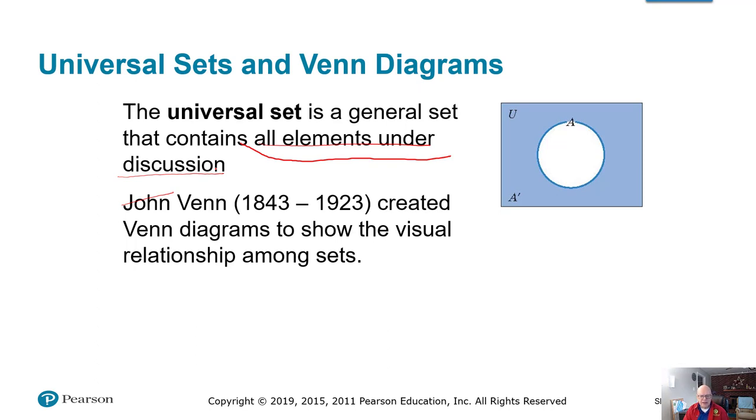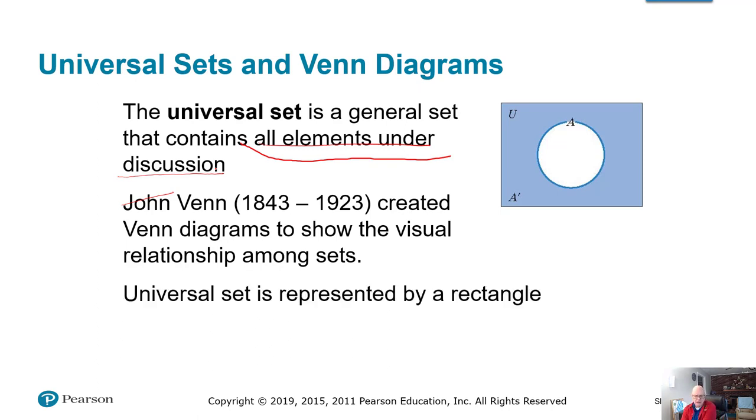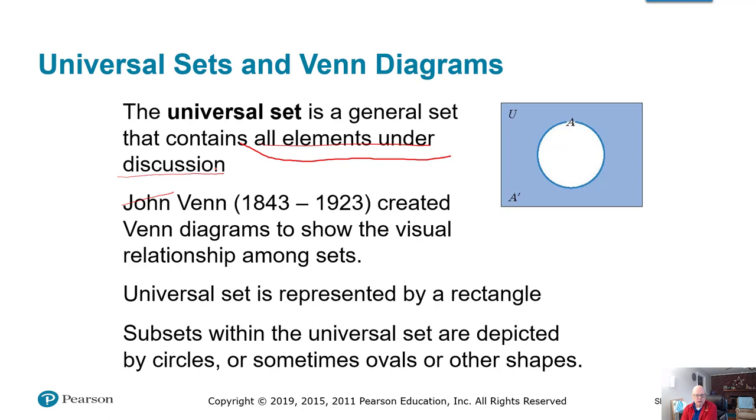Venn diagrams were invented by John Venn. If I remember right, he was a high school math teacher, and he wanted to show the visual relationship among sets, which makes sets a little bit easier to understand. It's represented by a rectangle, and all the sets made up from that set are put inside, usually in circles, but you can make any shape you want to.